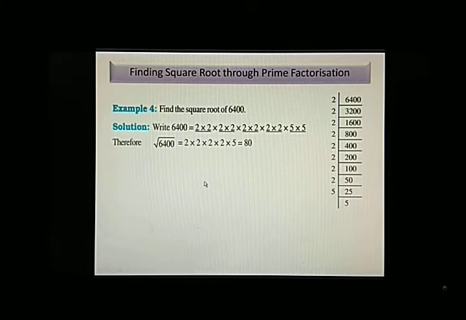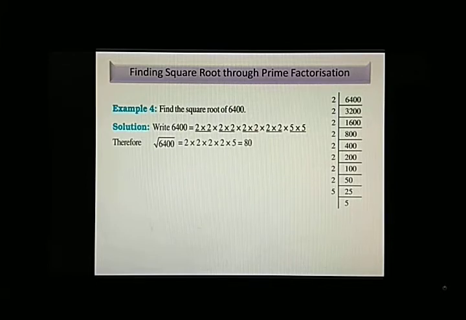Clear? Simple method. Now what if we have to check? Here definitely this is a perfect square number, so we had no problem. What if we have to check whether, or what if we are given such a number which is not a perfect square number?